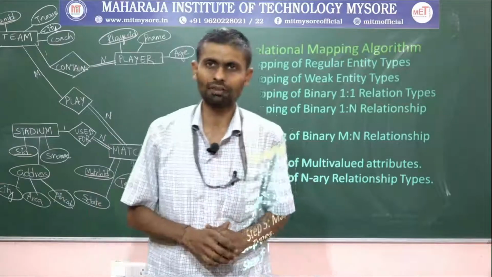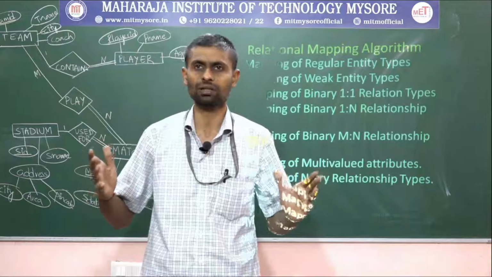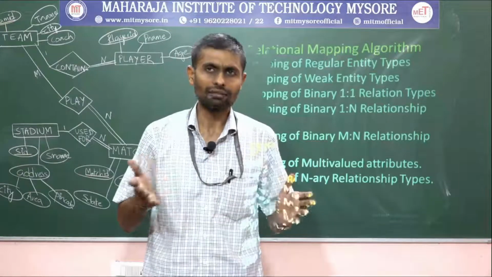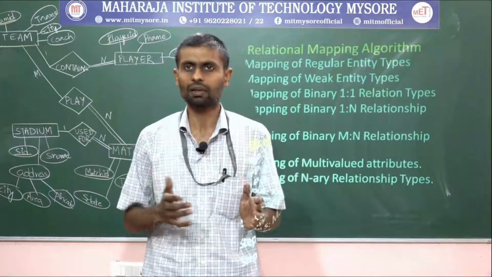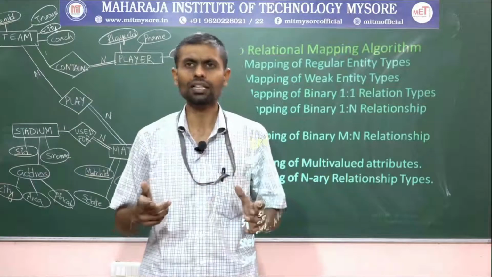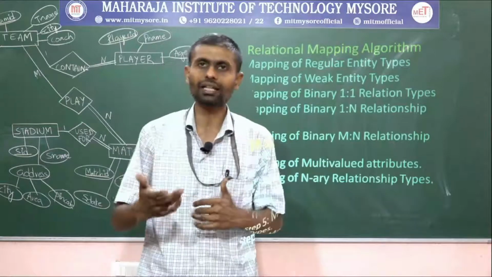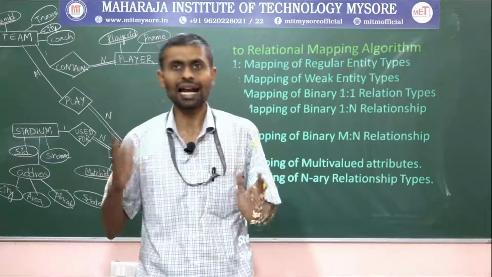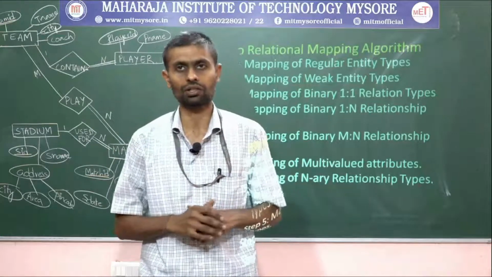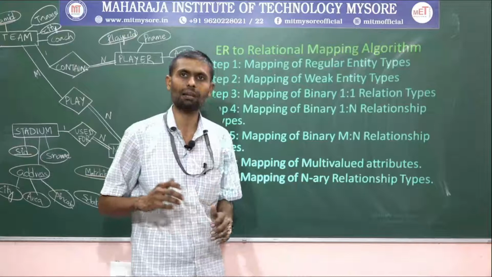Then we took one small example with project, part, and supplier. There we have seen more than two entity types participating in a relationship type like supply. Even for an N-ary relationship type, we most of the time have a many-to-many cardinality on at least one end. So during that time, create a new relation and use all the primary keys as foreign keys in the newly created relation, along with the attributes directly connected to that N-ary relationship type. This is what we have seen. So this is all about the highlights of the 7-step ER to relation mapping algorithm.